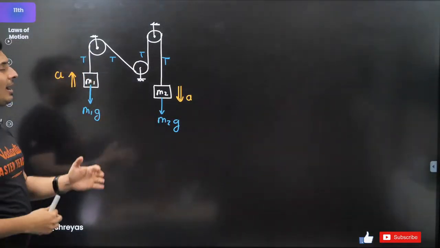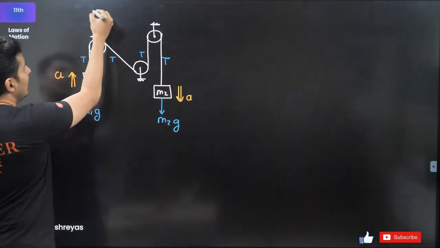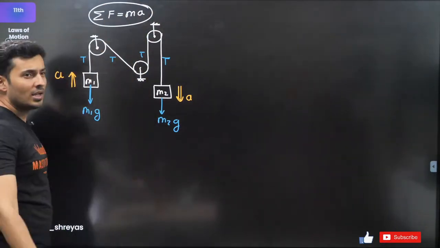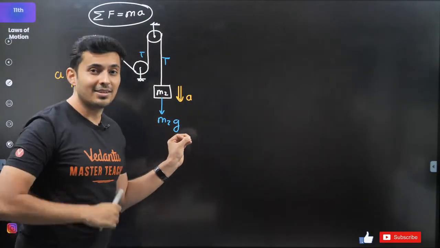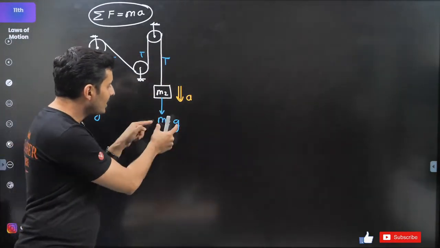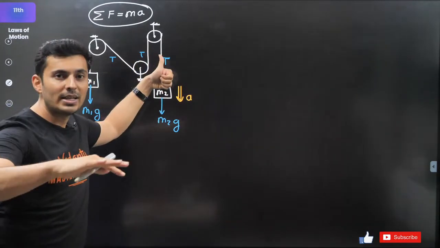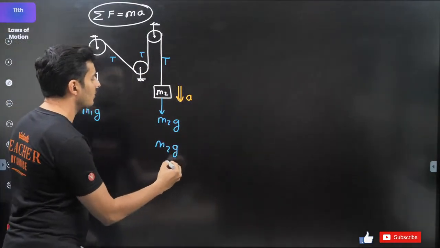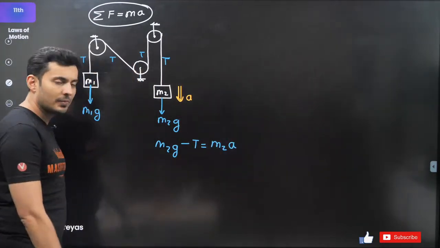Okay, so if you write the equations, remember our Newton's second law is all about net force is mass into acceleration, that's all. So always try to figure out where the net force is. It's always in the direction of acceleration. Where is acceleration? For M2, it is down. So whichever force is in the direction of acceleration, take that as positive. Opposite will be negative. So here I will say M2G force is the larger force, tension is the smaller force, and the difference is equal to mass into acceleration.